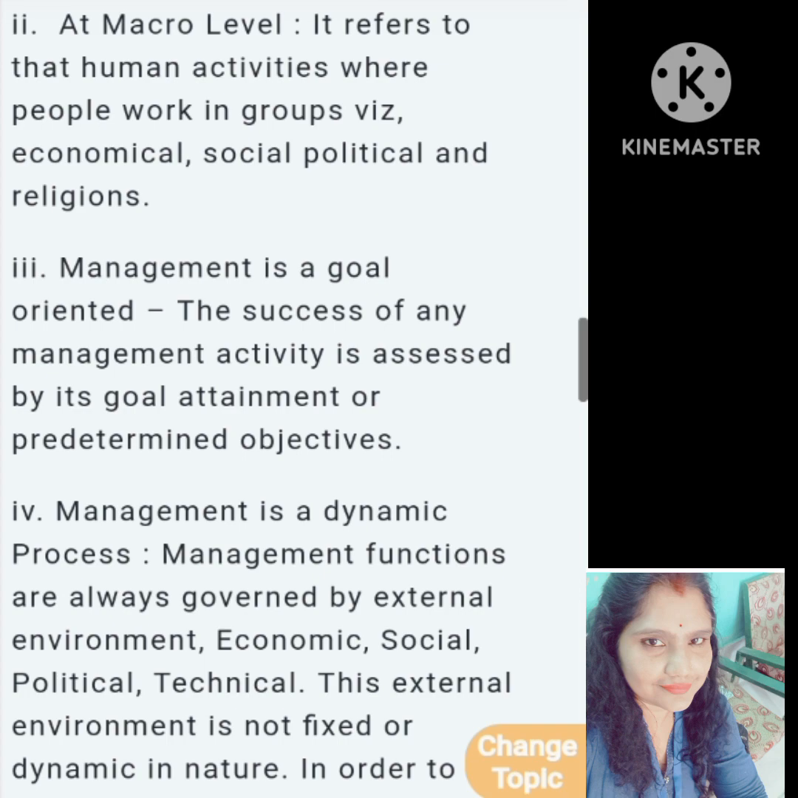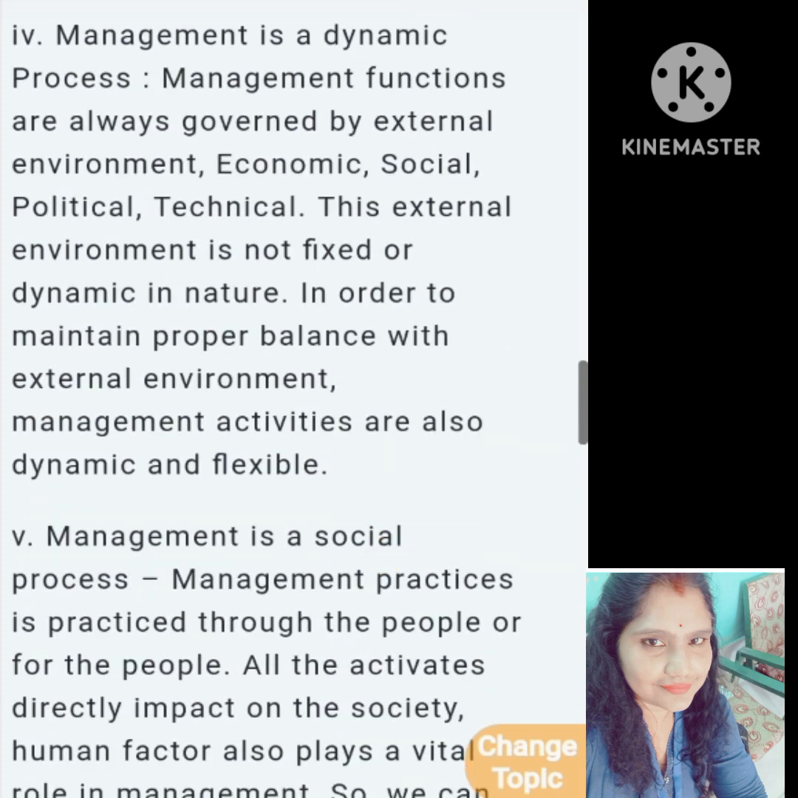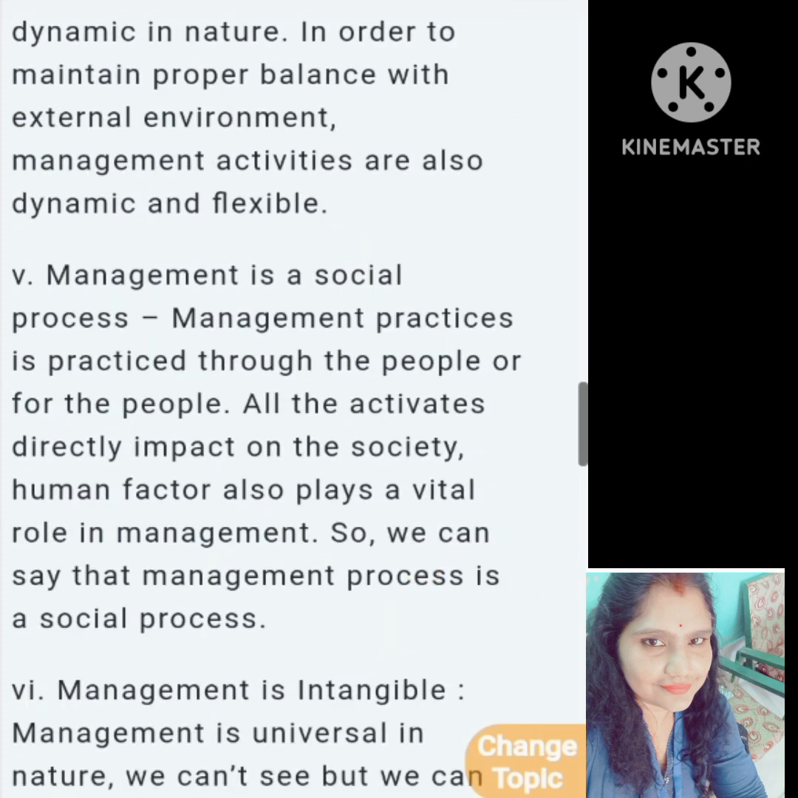Now, management is a dynamic process. How? Management functions are always governed by external environments, economic, social, political, technical, etc. This external environment is not fixed; it is dynamic in nature. In order to maintain proper balance with the external environment, management activities are also dynamic and flexible. Now, 5th point, management is a social process. Yes, management is practiced through people or for the people. All the activities directly impact society. The human factor also plays a vital role in management. So we can say that the management process is a social process.